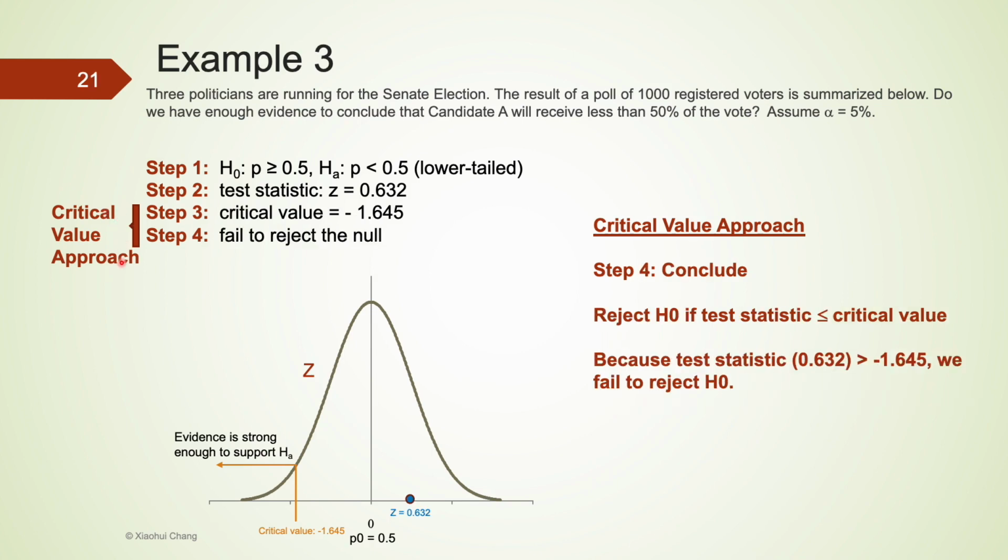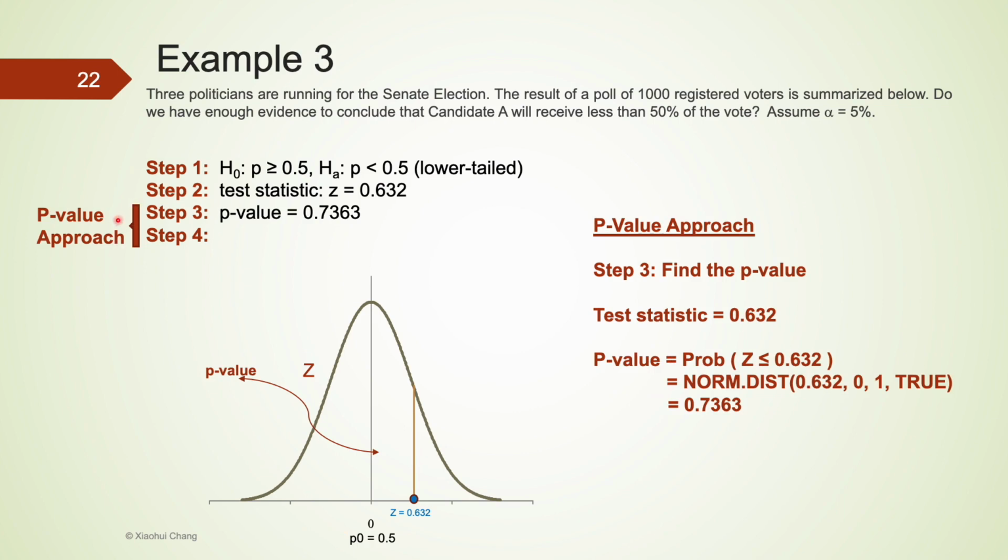In the final step of the critical value approach, we compare the test statistic against the critical value. For lower-tailed tests, like this example, we are looking for evidence that the sample proportion is much less than 50%, which is at the center. So we only reject the null if the test statistic is to the left of this negative critical value. Our test statistic is a positive number. It is 0.632, which is to the right of this critical value of negative 1.645. So we fail to reject the null and do not have enough evidence to conclude A is going to receive less than 50% of the vote.